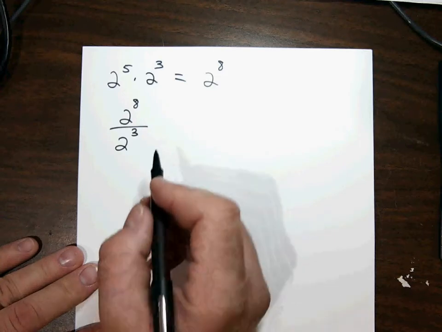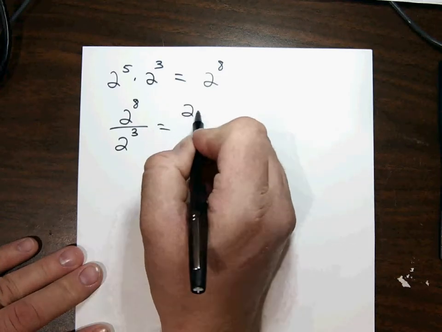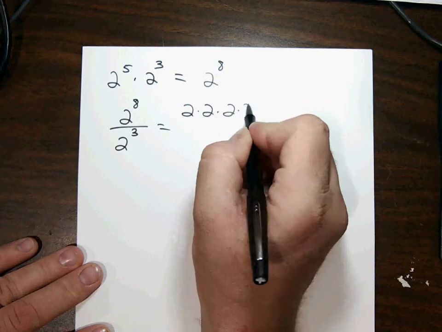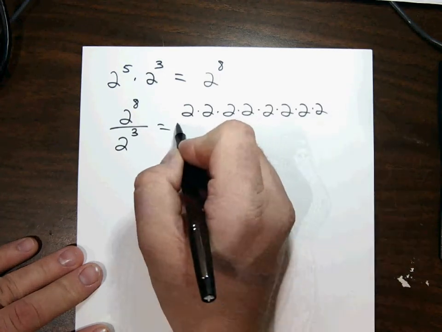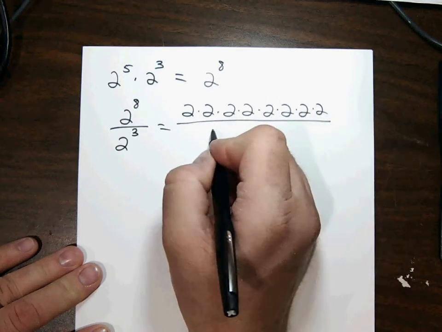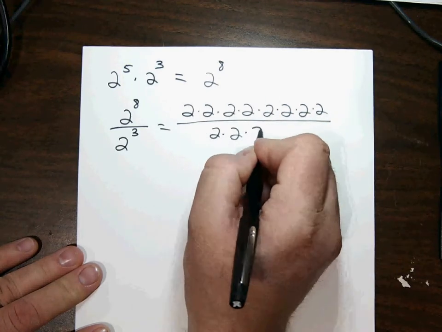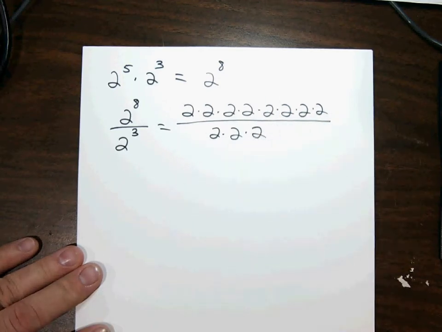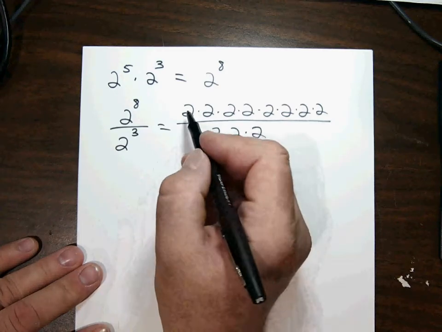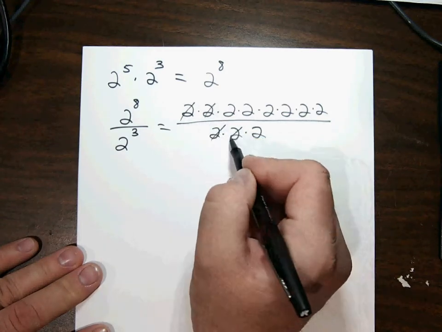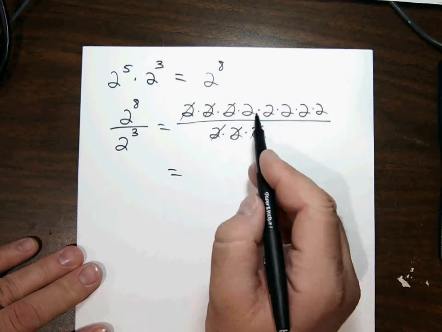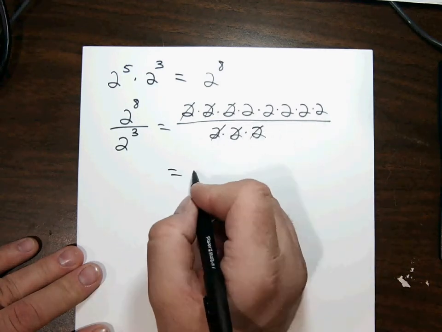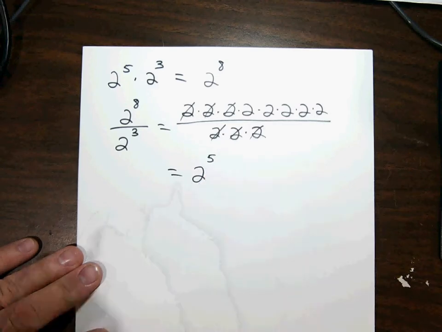Well, let's think about it. 2 to the 8th means I've got 8 of these creatures up here. And 2 to the 3rd means I have 3 of the creatures down here. And guess what? It's just like reducing a fraction. Cancel, cancel, cancel, cancel, cancel, cancel. And how many are left? 1, 2, 3, 4, 5. There's 5 of them left, so that becomes 2 to the power of 5.